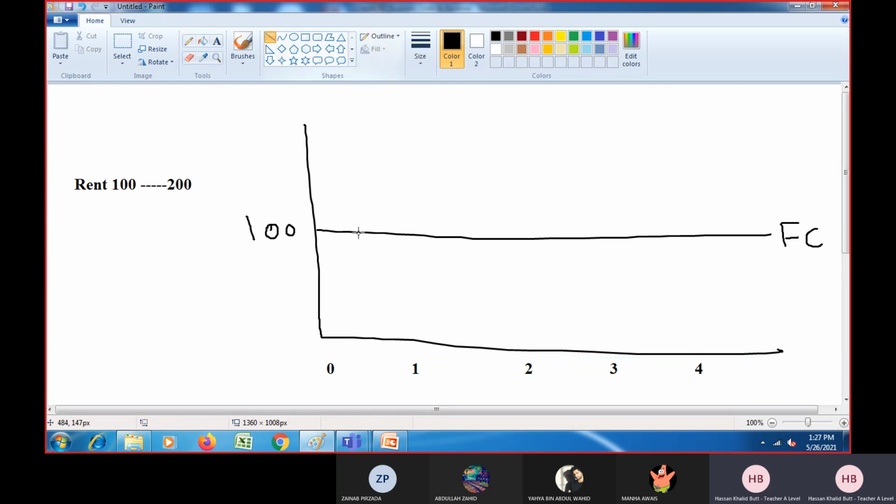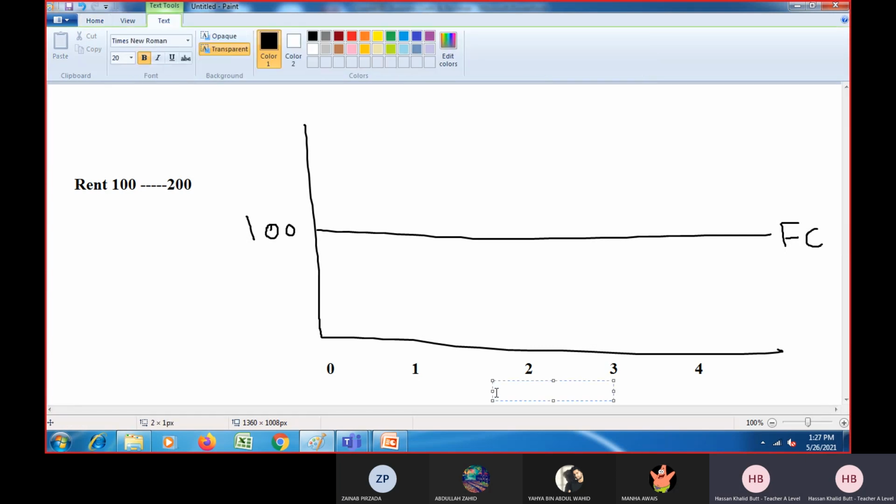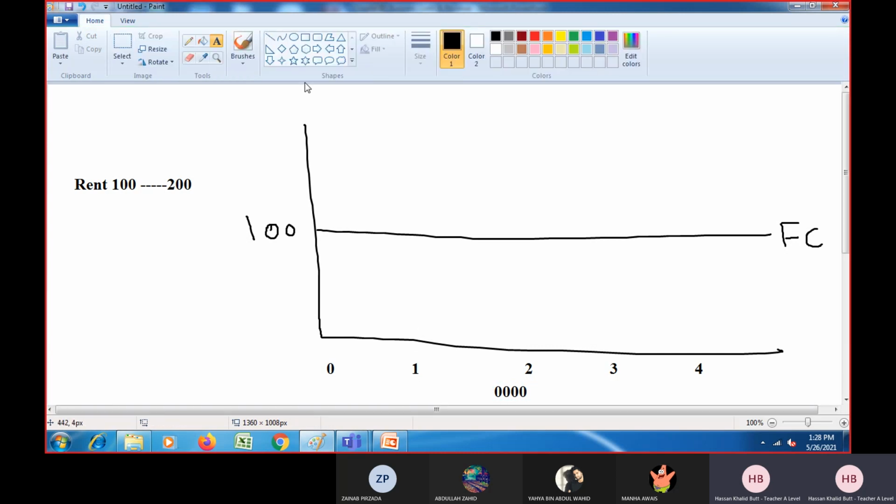Yeah. So what will happen? Let's say after 1,000 units, let me write 000 here so that you can understand. This is 000, 1000, 2000, 3000, 4000. This is the level of output. So after 1000, you hire another building as well. Okay. So what will happen now? Your fixed cost will also increase like this. It will jump like this.